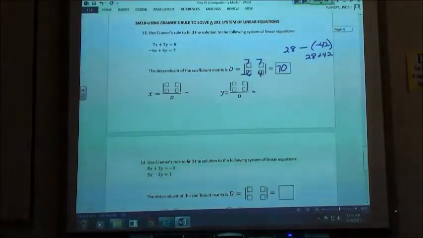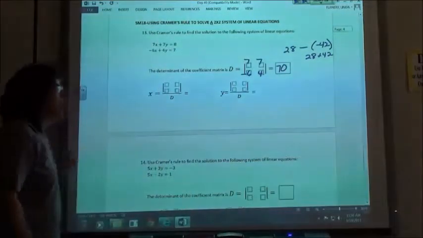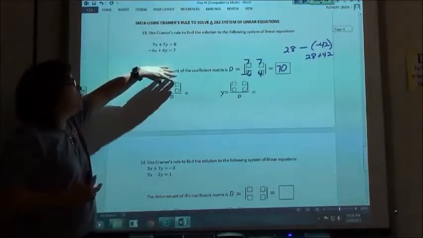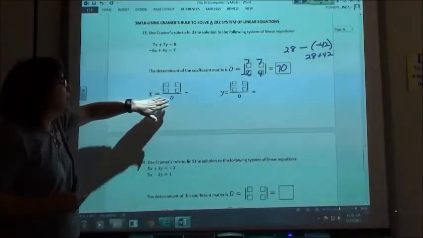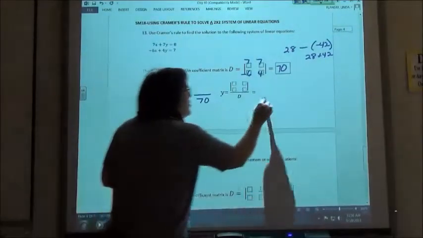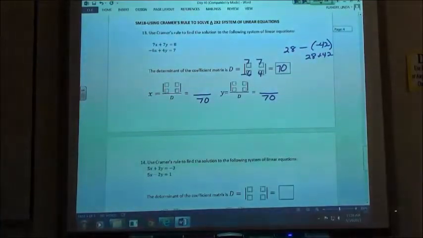Now, as weird as this looks, notice on the bottom of these, there's a D on the bottom. So when you find x, you're going to use a determinant called D sub x, and you're going to put it over D. So right away, I'm going to do this to remind me that when I put my answers in, they're going to be over 70 unless I happen to be able to reduce my fraction.